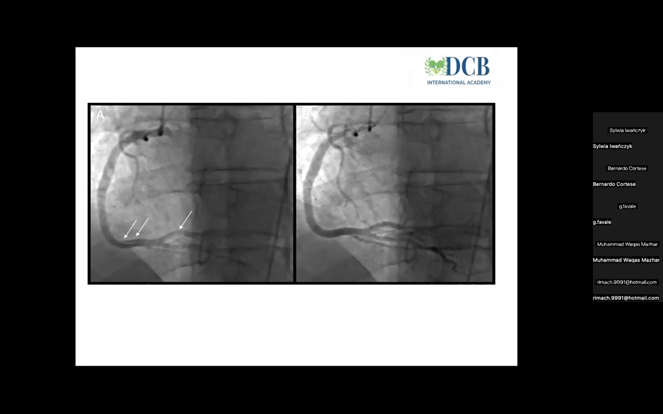If you look more keenly in the mid course of the RCA, there is some positive vessel remodeling or something like mild disease in the mid. It looks like a diseased vessel, not so much a normal vessel. Okay, thank you. Let's see what Rima did in this case.